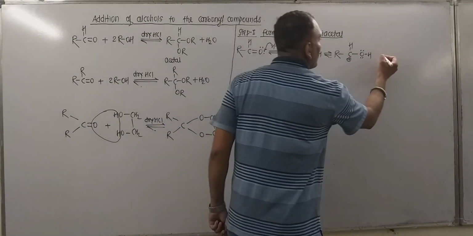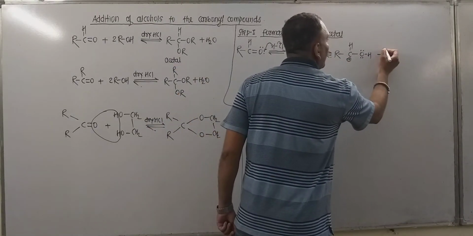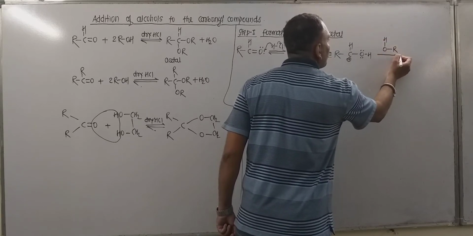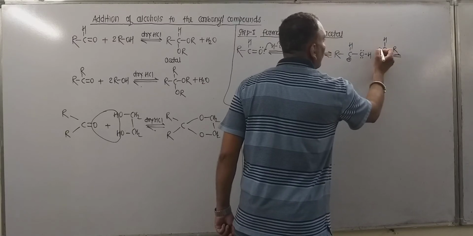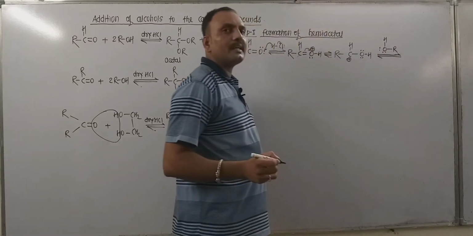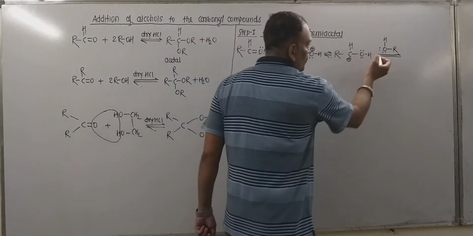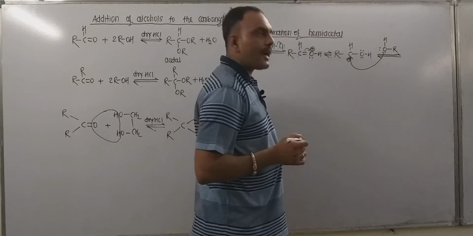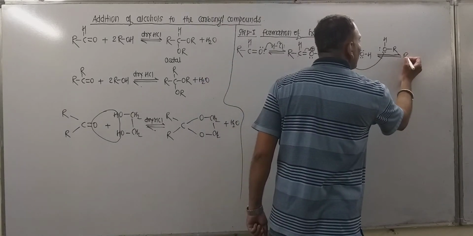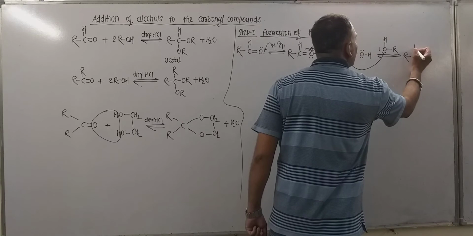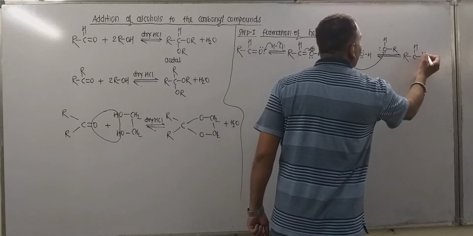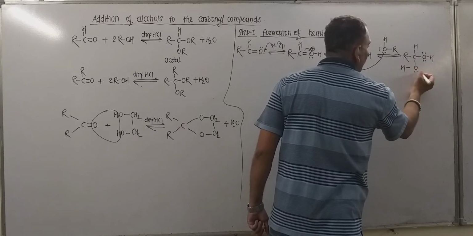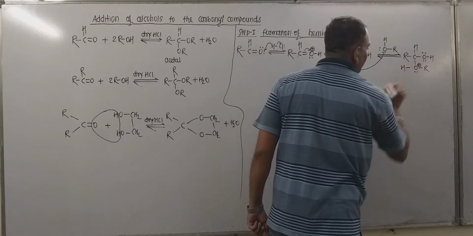Now ultimately what happens to this? Attack of alcohol takes place. So alcohol can be represented as, now in alcohol oxygen is present and oxygen carries 2 lone pairs of electrons. So using a lone pair of electrons, oxygen attacks the electron deficient carbon, and due to which another intermediate gets formed, which can be given as, so this is an intermediate so obtained.